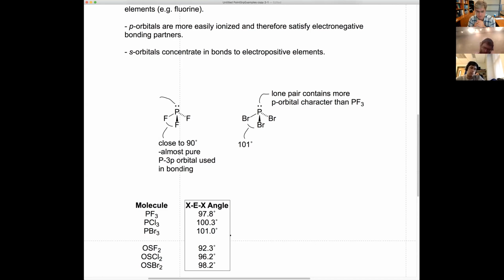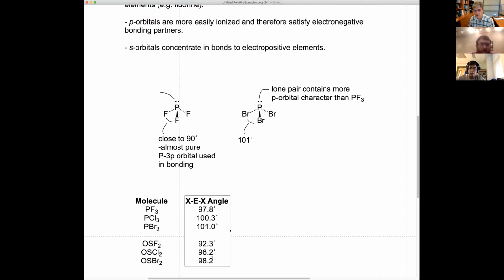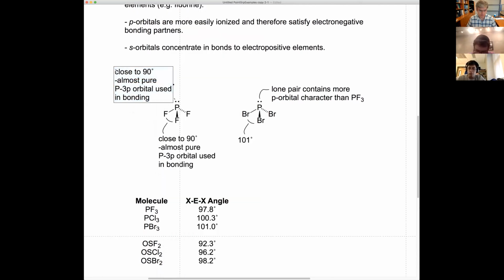So the angle here, this XPX or fluorine sulfur fluorine or bromine sulfur bromine angle, tells you about the hybridization of the compound. And you get closer to 90 degrees when you have more electronegative substituents. Okay. I should have written this out here. All right. Now let's do another example.